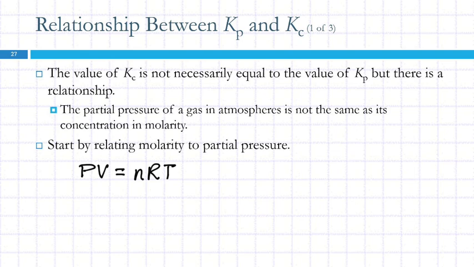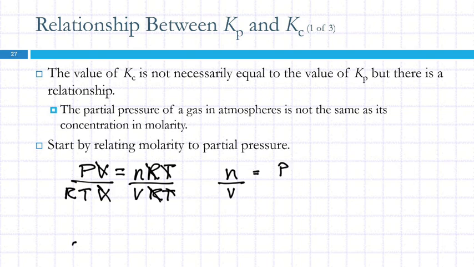So I'm trying to get n over V, because n is moles and V is volume in liters. So n over V is molarity. So I'm going to divide this side by V and divide that side by V, and these cancel out. And then I'm going to divide by RT over here and RT over there, and these cancel out. So then we have n over V is equal to P over RT.